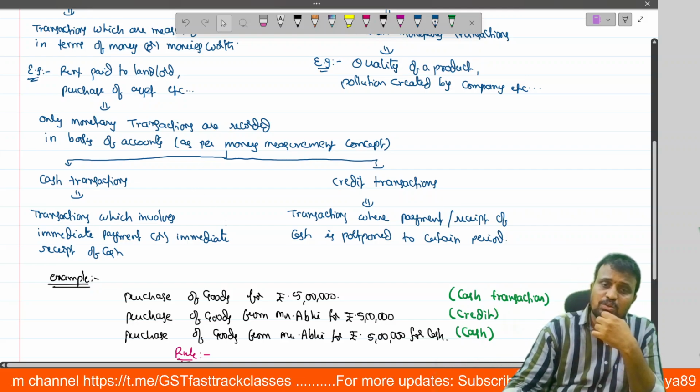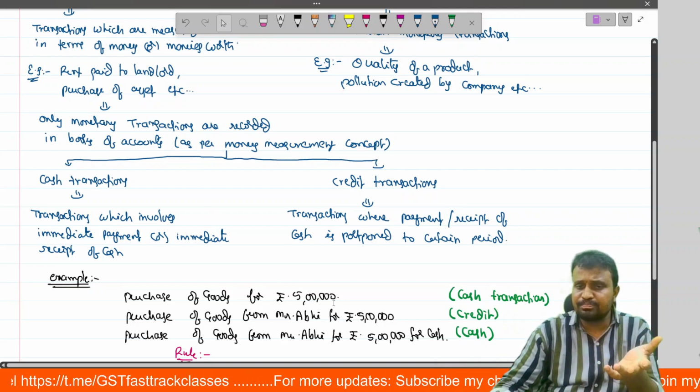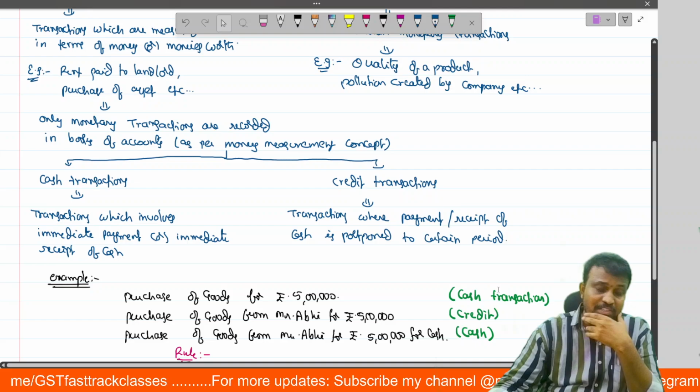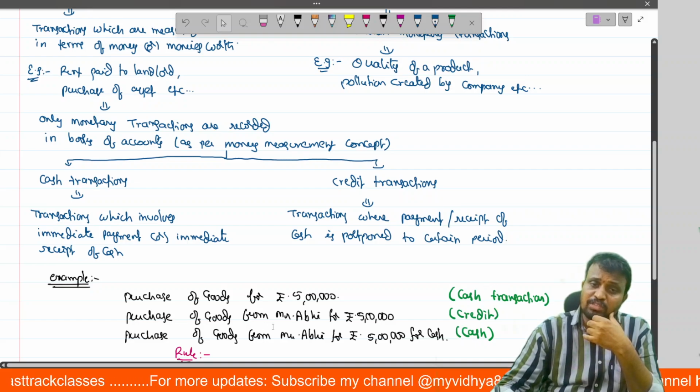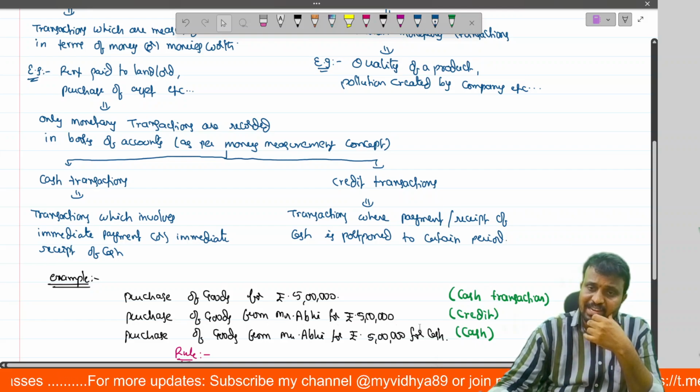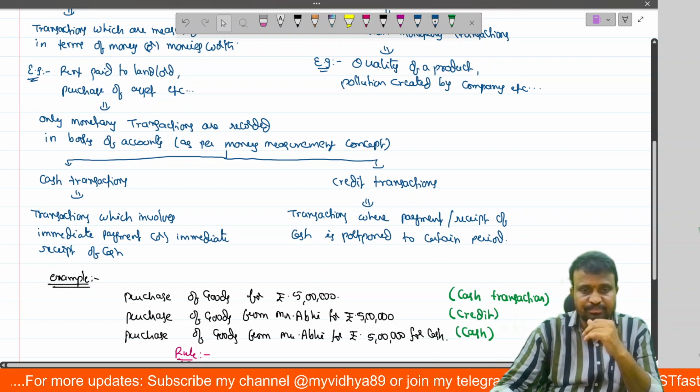Like purchase of goods for rupees 5 lakh. There is no name, so that is a cash transaction. And for example, purchase of goods from Mr. Abhi for rupees 5 lakh is a credit transaction. Okay.